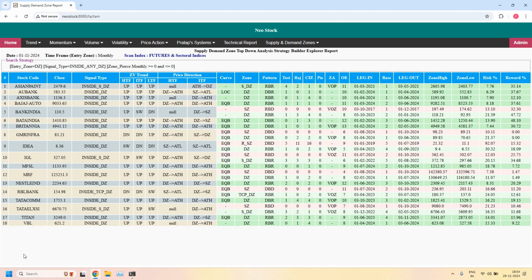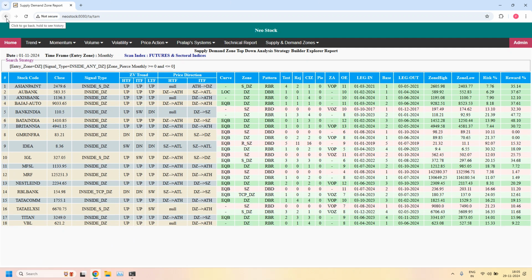Out of these 18 monthly demand zones, some stocks are having high probability. One is based on high liquidity zones. You can identify here in this column, high liquidity zones. Or you can also verify in the zone column. Okay, further we can filter based on the EMA Confluence.